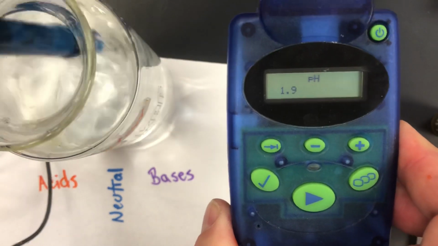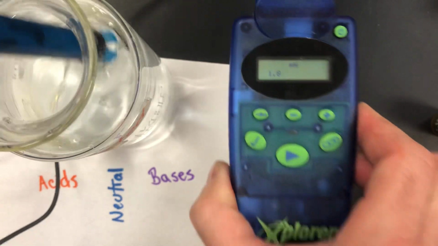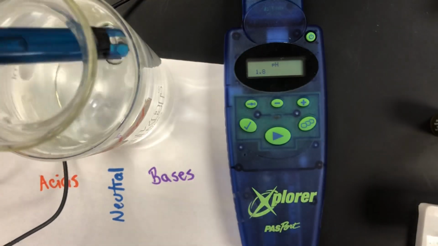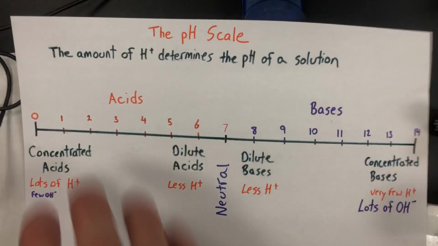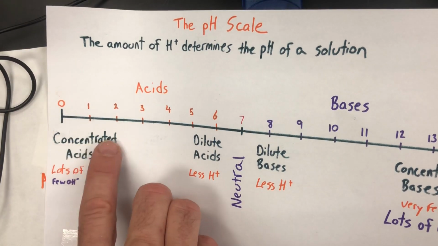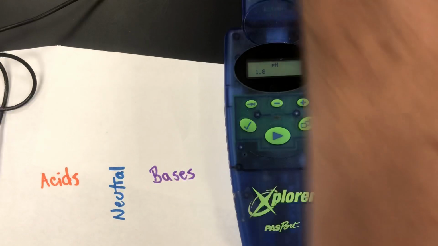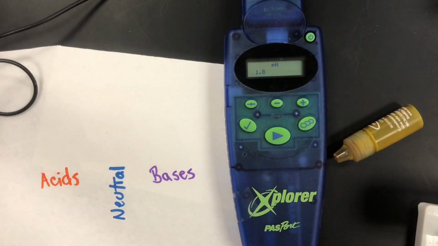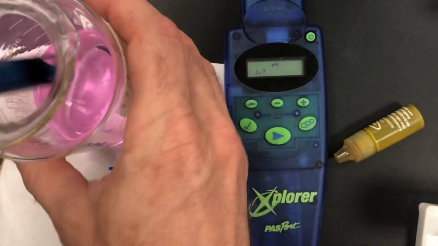So this probe is telling me the exact pH. 1.9, what does that mean? So 1.9, that's way down here. That's right about there. So that's a concentrated acid. Now what if I put that, where's my pink one? Here's my pink base. So let's see what the pH of the base is.